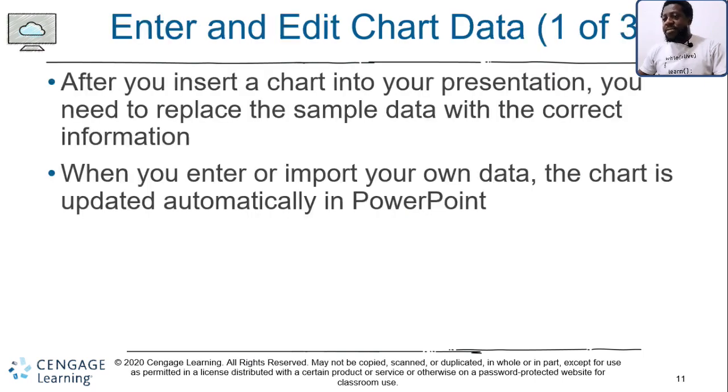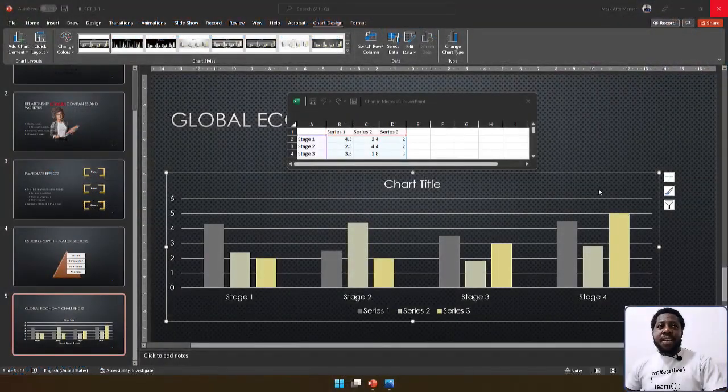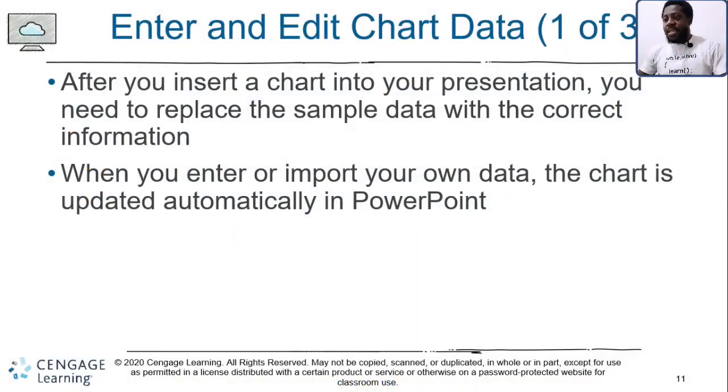So after you insert your chart into your presentation, you need to replace the sample data with correct information, as I was demonstrating to you over here. So it was categories, and I've changed them to stages. If I need to change the values, I can do the same, depending on whatever chart I want to insert into my presentation. So when you enter or import your data, the chart is updated automatically in your PowerPoint. So that is also very simple.